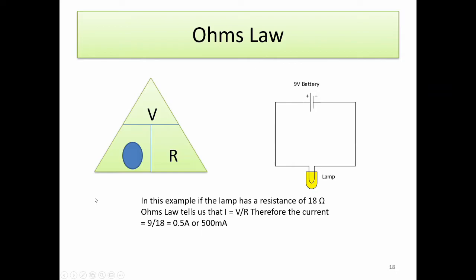So if we take our simple battery and lamp circuit, if we want to know the current flowing through the circuit, we cover up I on the triangle, and that tells us that I equals V over R. Therefore, the current in this circuit, if our lamp has a resistance of 18 ohms, will be 9 divided by 18, which is 0.5 amps. It could also be shown as 500 milliamps.